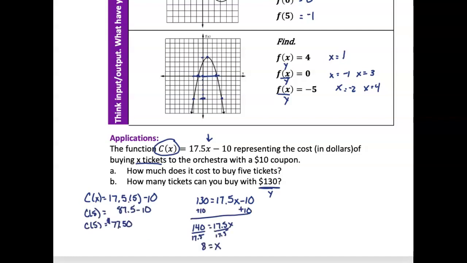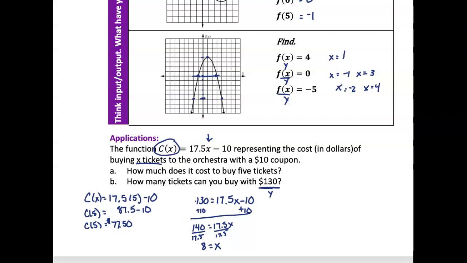Okay, so 17.5 times 5. So the tickets cost $17.50 each. So $17.50 times 5 is $87.50. And then you have the $10 coupon. Remember, that's what that subtract 10 meant. So my cost of 5 tickets equals $77.50.